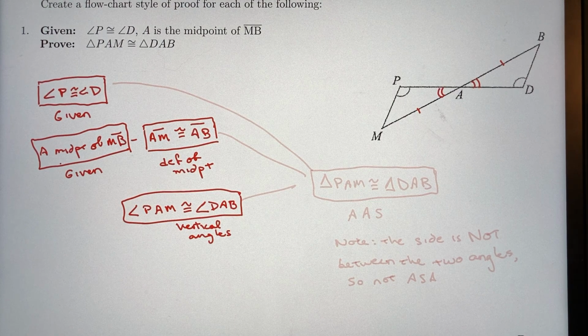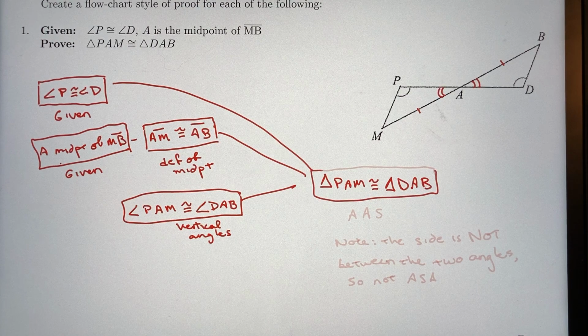Okay, so now we have our three pieces of information. Boink, boink, boink, and we get two triangles, and it's the two triangles they asked for: PAM and DAB. And what's the reason for that?